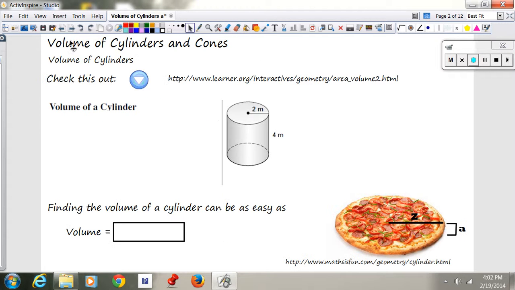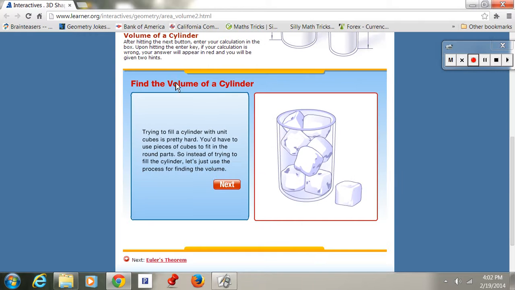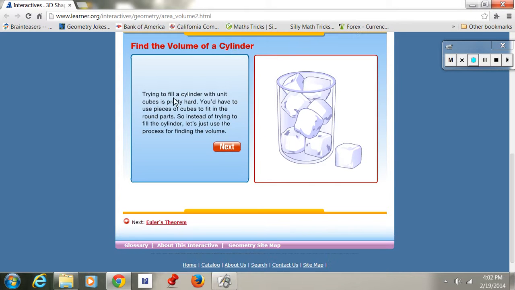All right, let's move to the notes. Volumes of cylinders and cones. Volume of a cylinder. There's a website here that I wanted you to look at. It's a really good, interactive learning website, and it's talking about the volume of a cylinder. Trying to fill a cylinder with unit cubes is pretty hard, because when we measure volume, we always measure it in cubes. But you can tell that cubes aren't going to fit into a cylinder very well, because the cylinder is round and cubes are little squares.